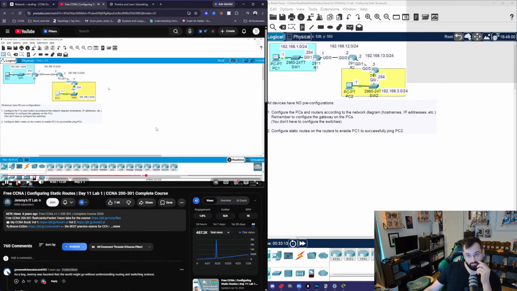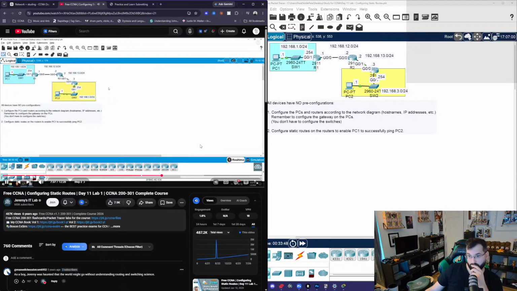We need two-way reachability, so PC1's ping can reach PC2, and then PC2's reply can reach PC1. R1 is already connected to the 192.168.1.0/24 network, so it just needs a route to 192.168.3.0/24. Likewise, R3 is already connected to 192.168.3.0/24, so it just needs a route to 192.168.1.0/24. R2, however, is not connected to either of those networks, so it will need routes to both. So that means a total of 4 routes need to be configured. 1 each on R1 and R3, and 2 on R2.